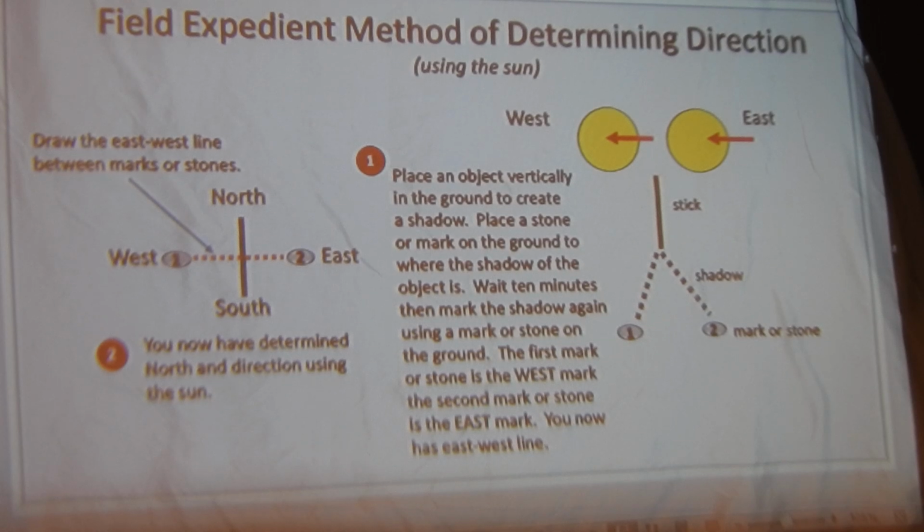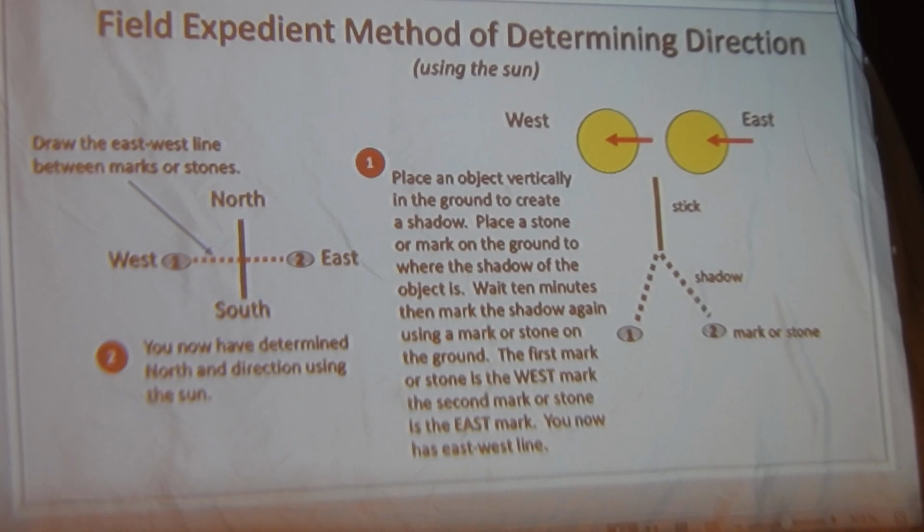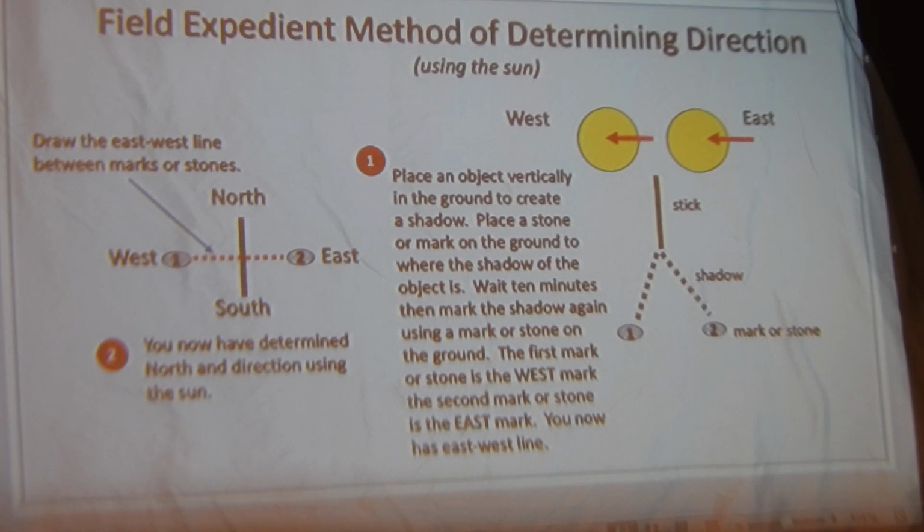Field expedient method of determining direction. In other words, we know our cardinal directions, but we're out in some place and we need to determine what the direction is. We don't understand where our direction is. We can use the sun and a stick. This is sticks and shadows. I call it sticks and shadows the right way, not the Aristophanes way.